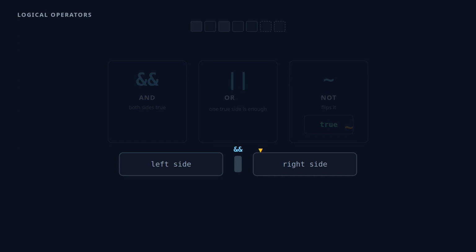Now, the part everyone misses. MATLAB reads the doubles left to right and stops the instant the answer is settled. False on the left of an and, done. The right side never runs. True on the left of an or, done. That's short-circuiting. Let's put a garage in front of it.